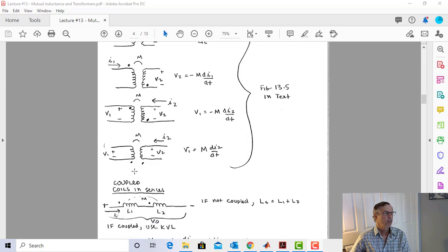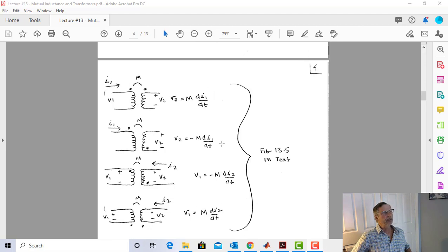Now let's go over here. Here I put the dots over on the bottom side of both. So I2 enters the non-dot, and so it makes the non-dot more positive. So doesn't that also mean that if I put I2 in here, it would make this end more positive? So what I can say on this one is that V1 equals M di2/dt. Because I2 made the non-dot more positive on this side, but the non-dot is defined as the plus terminal. So one thing you can see is this equation would not change if both dots were down here. So in this case, two wrongs make a right.